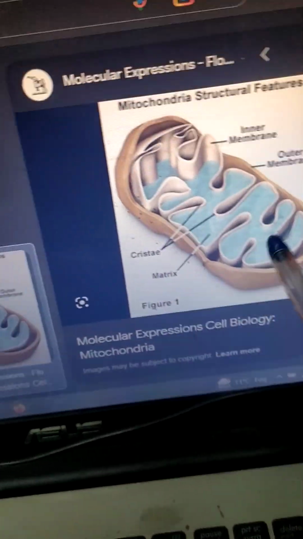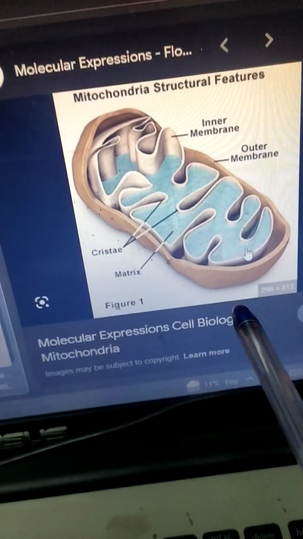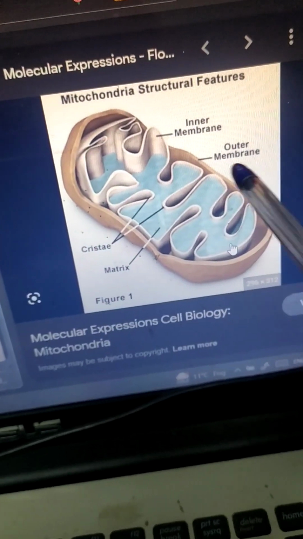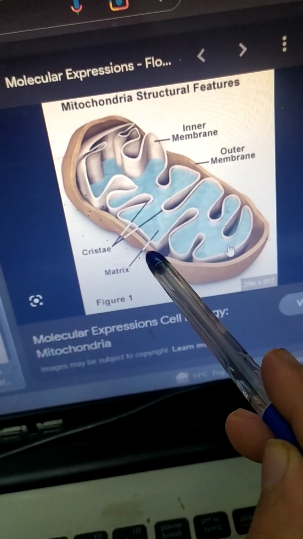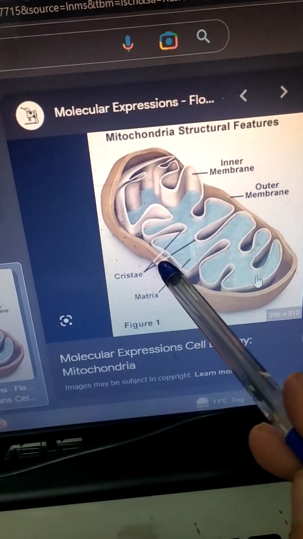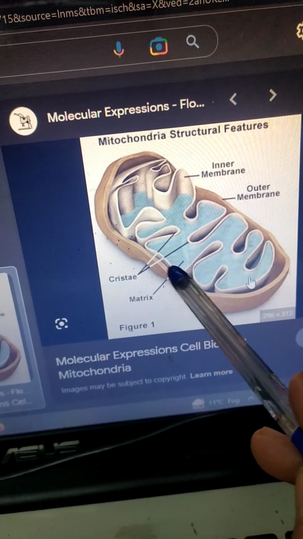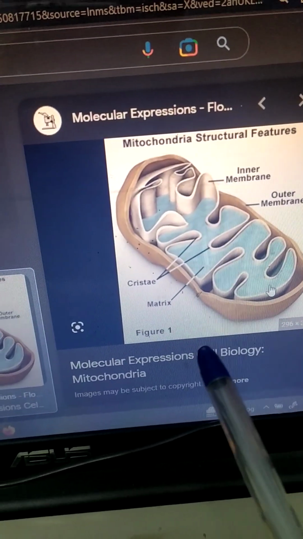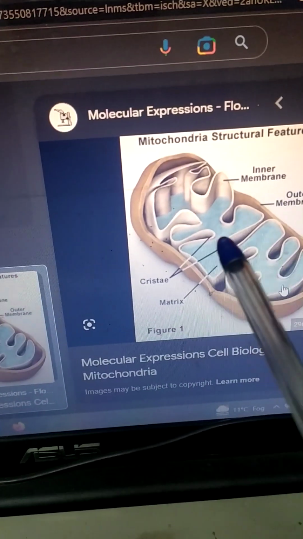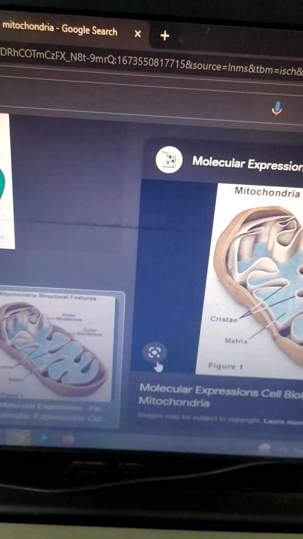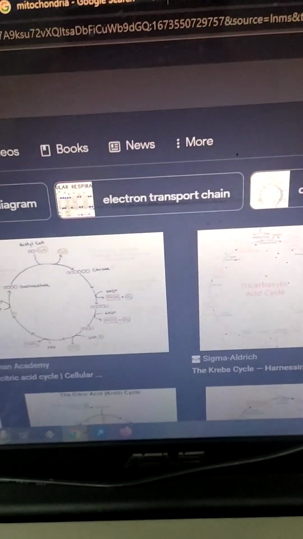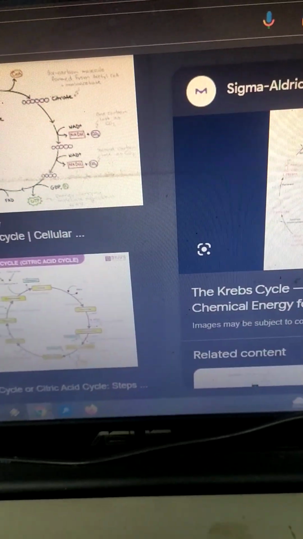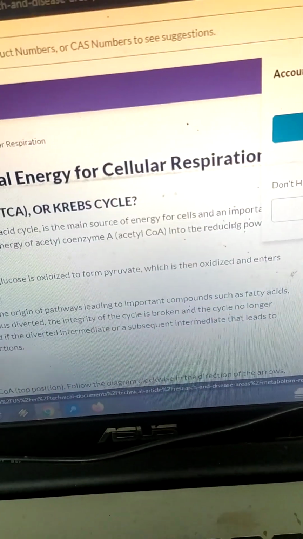So let us see the diagram of mitochondria here. This is the mitochondria, and outer membrane, inner membrane, cristae, matrix, and here the intermembranous space is also present in mitochondria. And we know that Krebs cycle is also known as mitochondrial metabolic pathway.